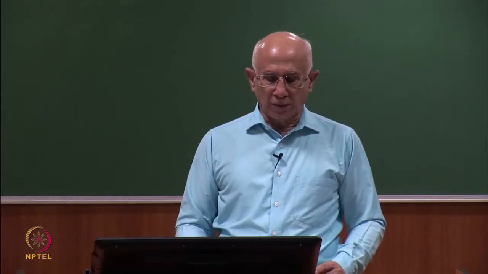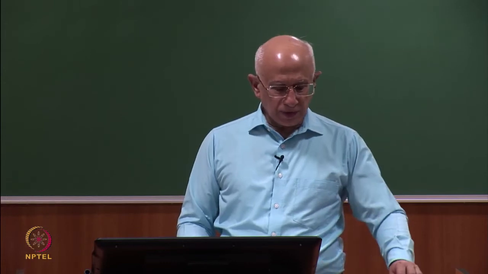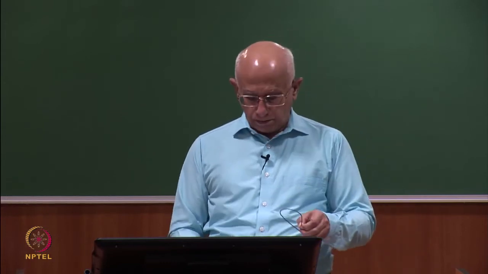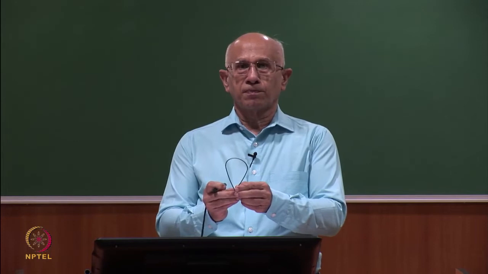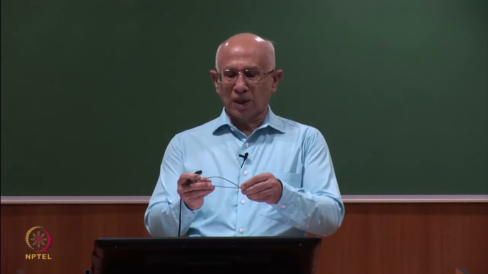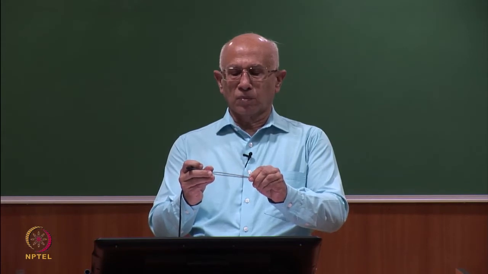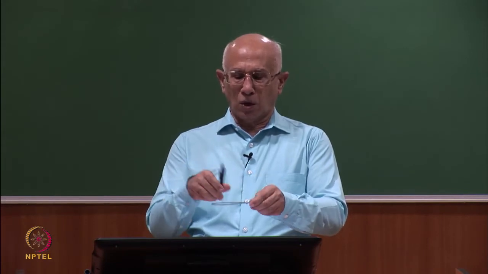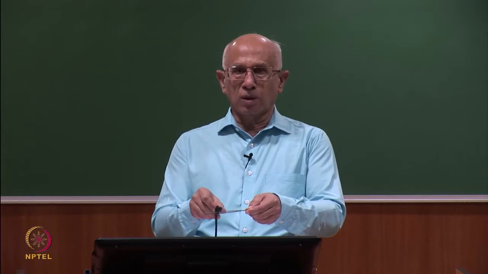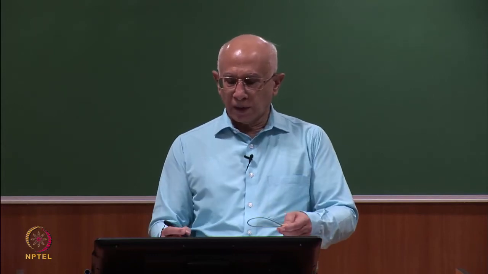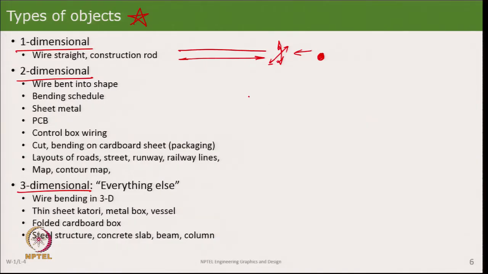Then we have two dimensional objects. For instance, the same wire, we now bend it, and as you can see this has been bent in a plane. So, if you look at it, all these things are lying in one plane. So, the entire shape of this wire is in one plane.